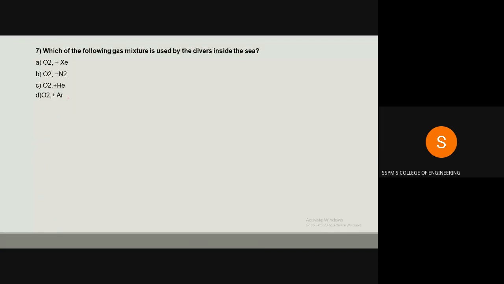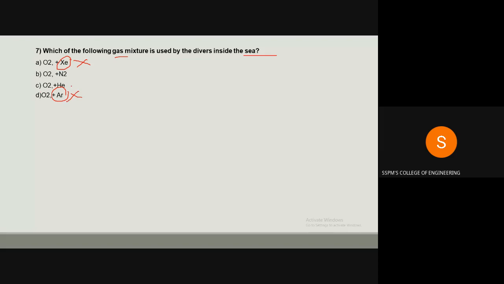Then which of the following gas mixtures is used for divers inside the sea? See the options. The first is oxygen and xenon. Which gas is found in the sea? Xenon is an inert gas, so it is not found in the sea. Oxygen and argon: oxygen is found, but argon is not. Argon is a noble gas. It is not found in the sea.